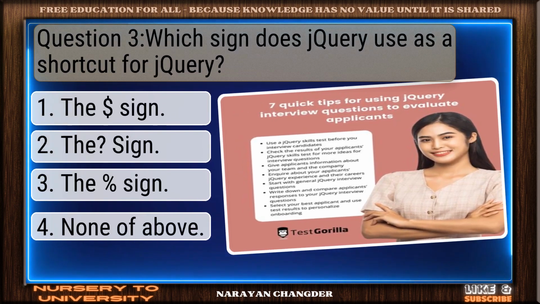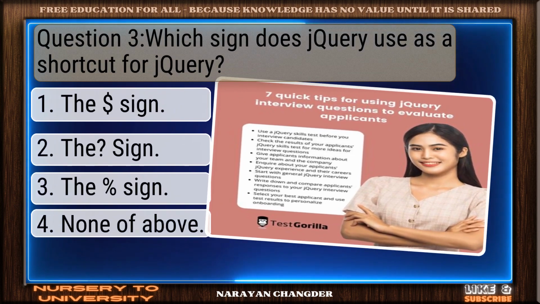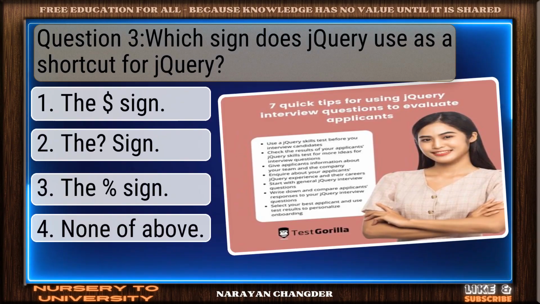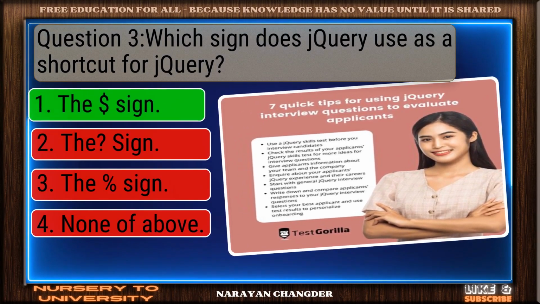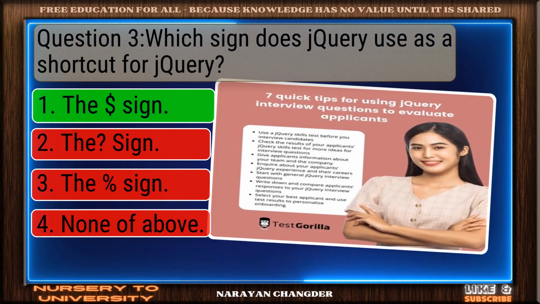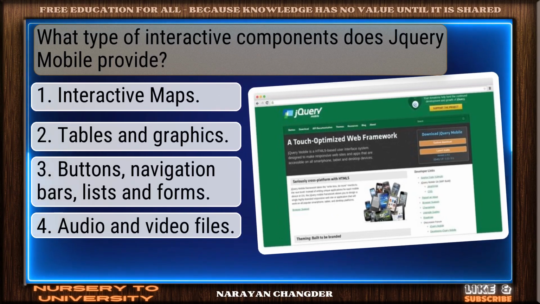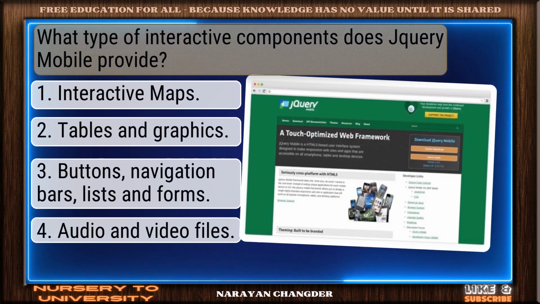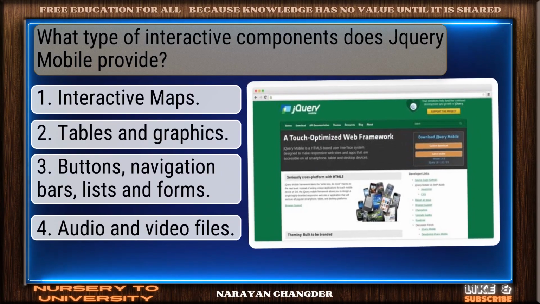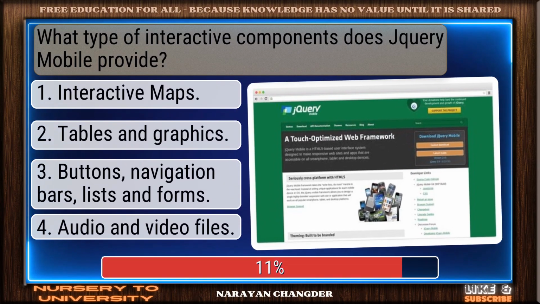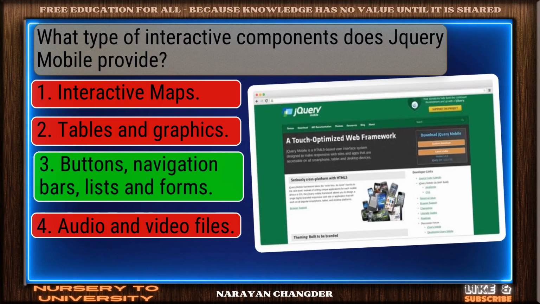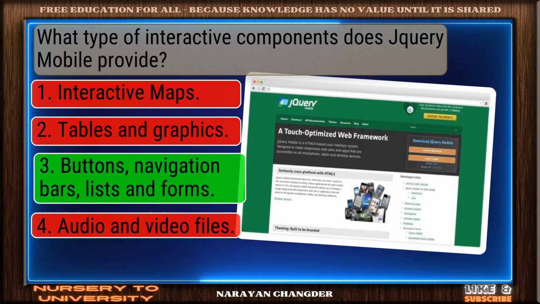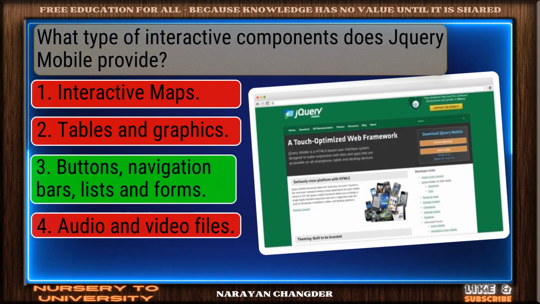Question number 3. Which sign does jQuery use as a shortcut for jQuery? Excellent choice. The $ sign is the right answer. Question number 4. What type of interactive components does jQuery Mobile provide? Smart pick. Buttons, navigation bars, lists and forms is the correct choice.